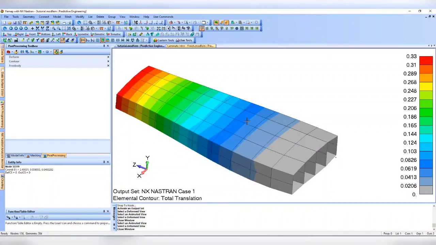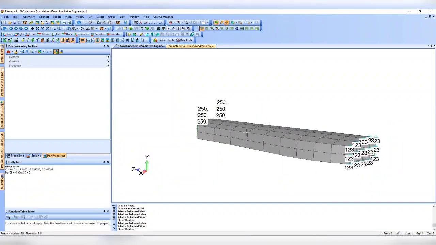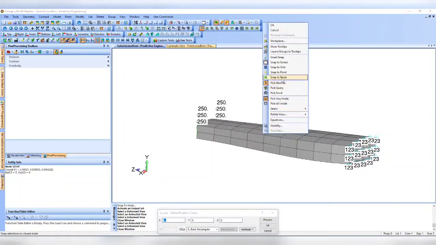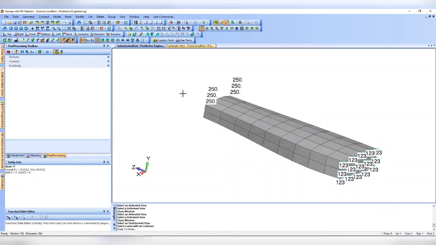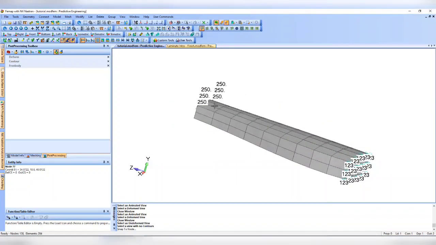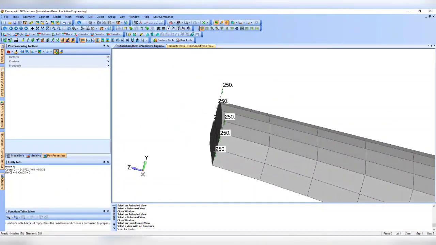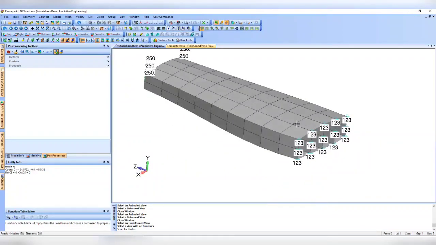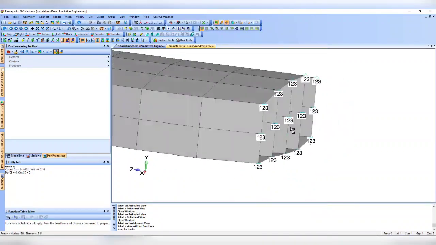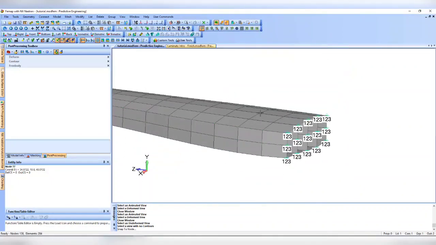Okay, so let's look at our loading and our boundary conditions. Basically, what this is saying is that I have 250 pounds times 3 applied at each of these nodes, times 6. So 250 pounds times 6 is applied along these nodes, this edge. And on this side, all these nodes are constrained in the 1, 2, 3 global coordinate system, okay?